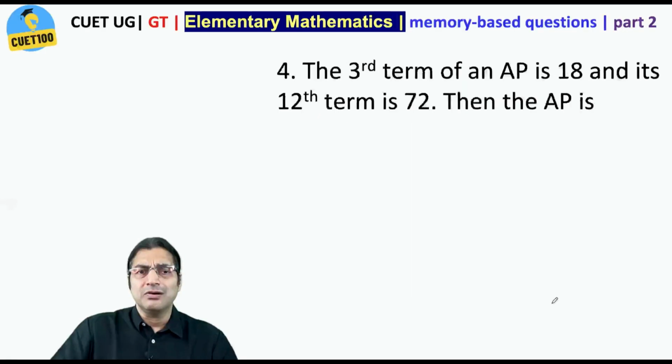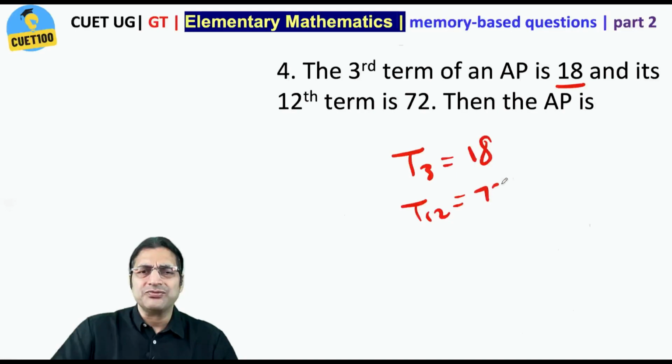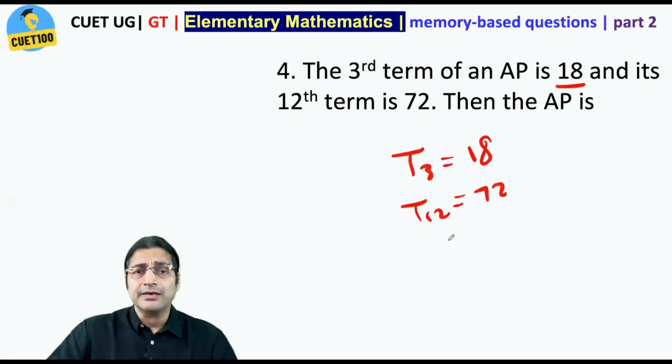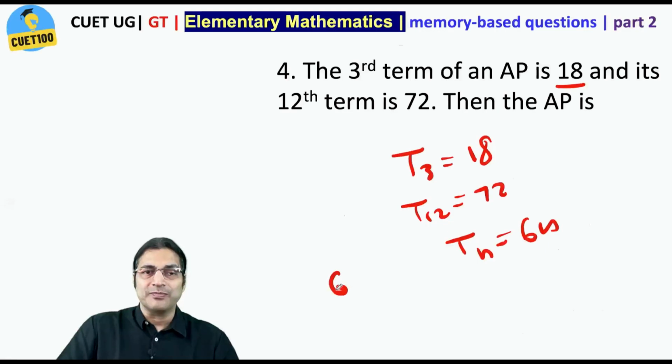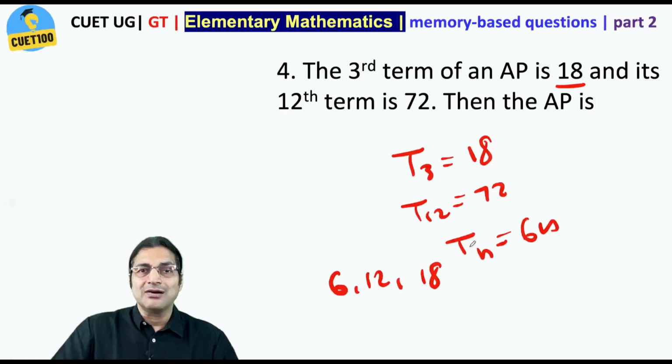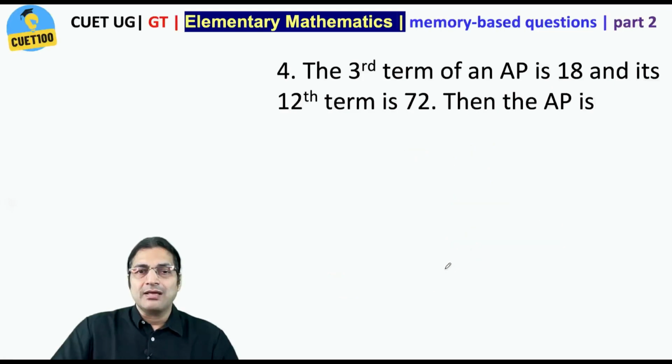The third term of an AP is 18. So, T3 is 18, right? And T12 is 72. Does it mean Tn is equal to 6n? Yes, that is what it means. So, first term T1 would be 6, second term would be 12, third term would be 18, like this. So, this is your AP.